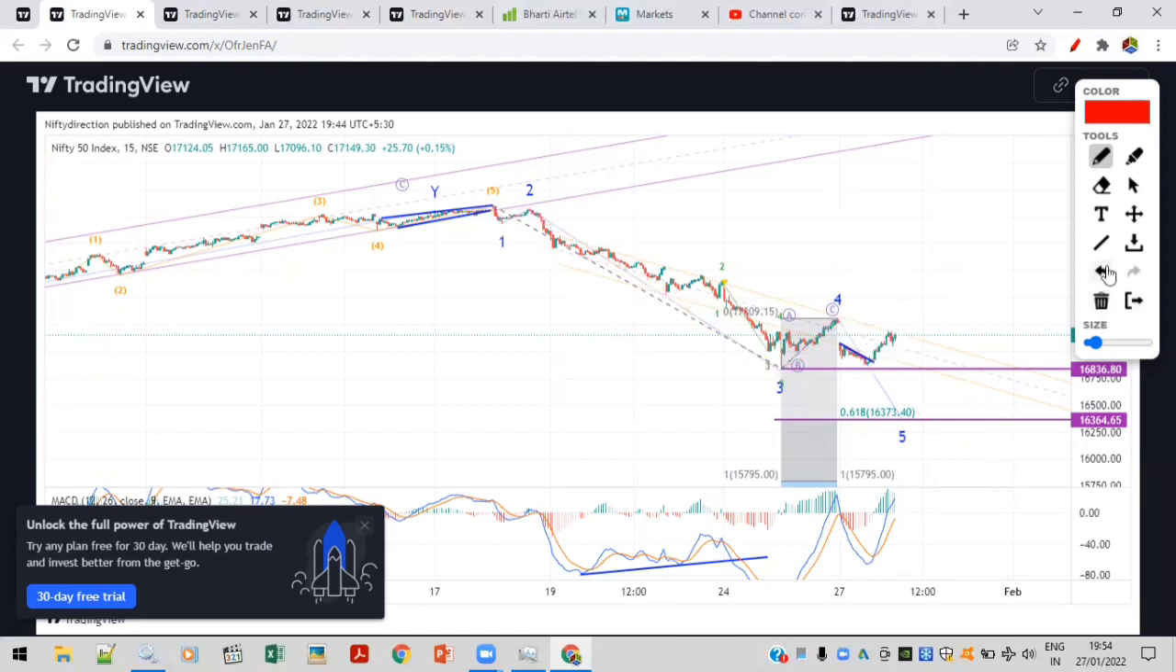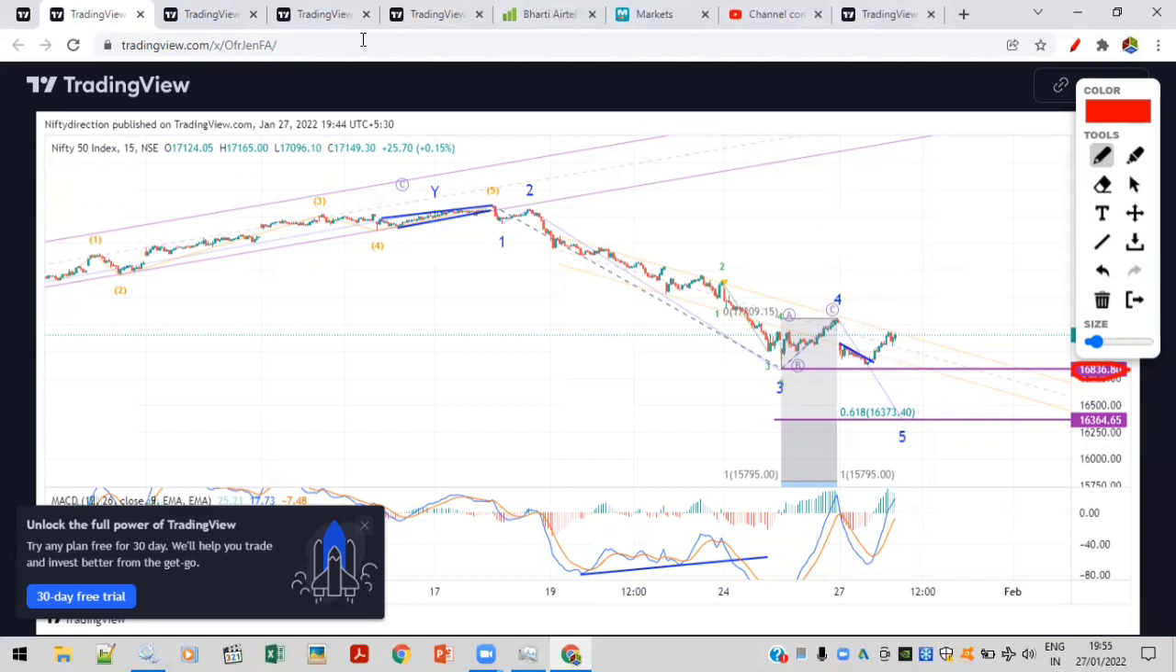For confirmation, we have to wait for a break of 16,835. If 16,835 breaks, then we are going on the downside, and this will be a new impulse wave on the downside. This is how we are looking at it. This is the alternative, and we give it less weightage. It is only valid if it breaks 16,836, so don't enter the short side before this is broken.